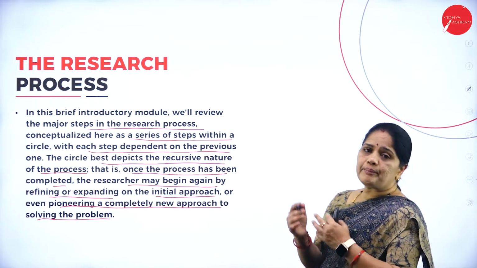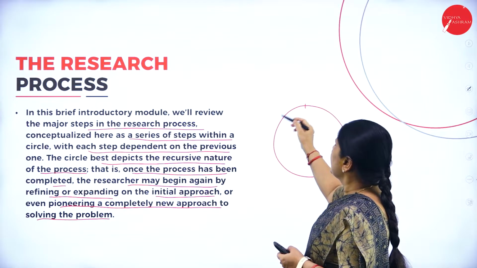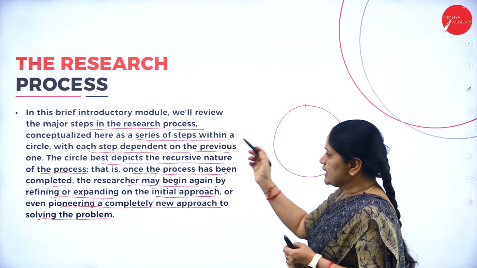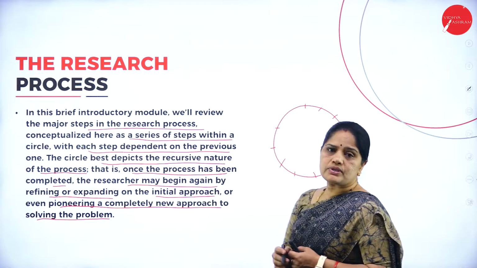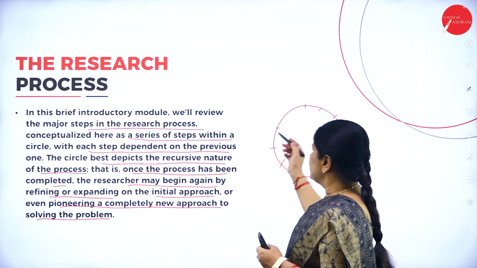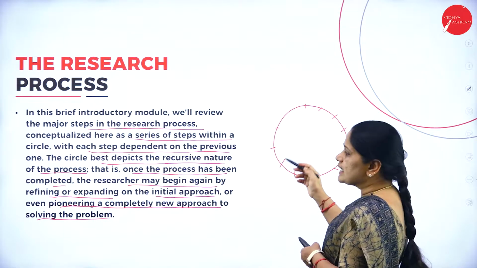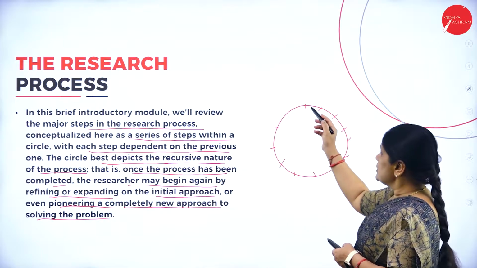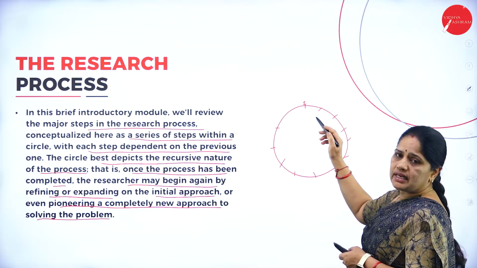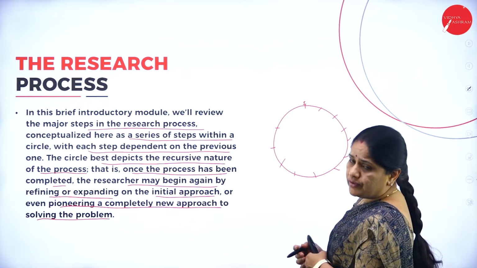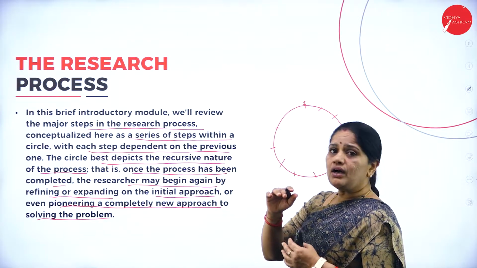Now, we can compare the research process to a circle. When you start here, again you come back there itself. Here, there is a series of steps within the circle. Whatever steps are undergone in the research process, each of them will be dependent on the previous one. The circle best depicts the recursive nature of the process. Once you start with an idea here, then you do your research and again you come back there itself. When you keep on thinking more and more about the same idea, you come back to the original one.